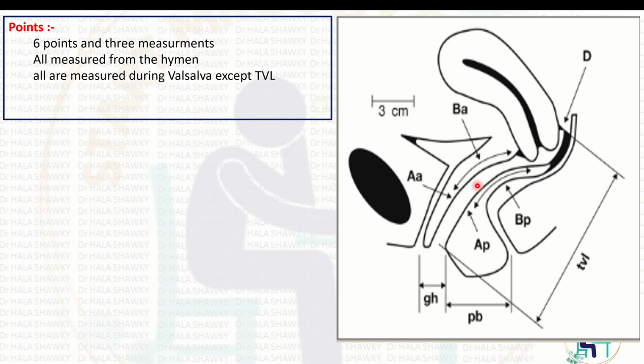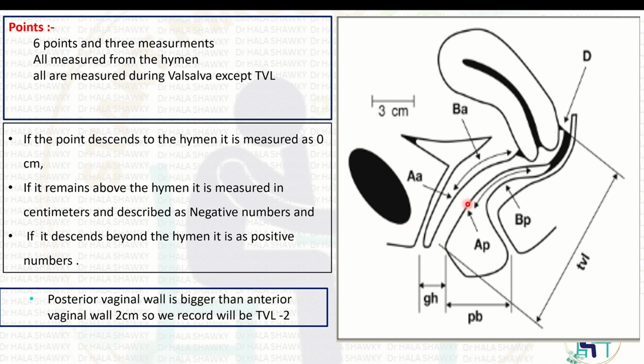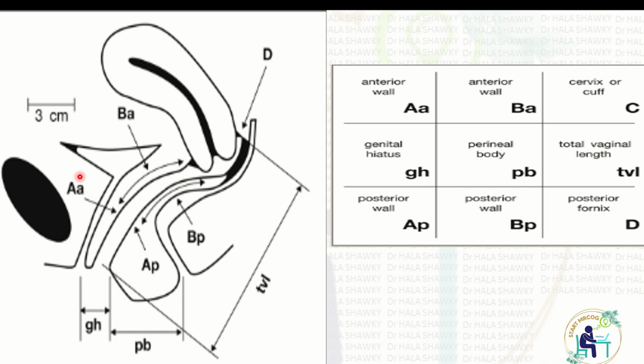All points above the hymen will be negative, below the hymen will be positive, and at the level of the hymen will be 0. Another notice is that the posterior vaginal wall is longer than the anterior vaginal wall by around 2 cm. In this diagram we have the bladder in the anterior compartment, the vagina in the middle compartment, and the rectum in the posterior compartment. And here we have the points of the POP-Q demonstrated on the diagram.